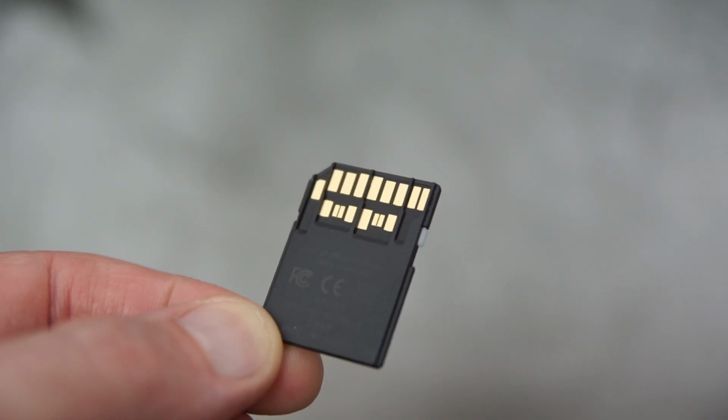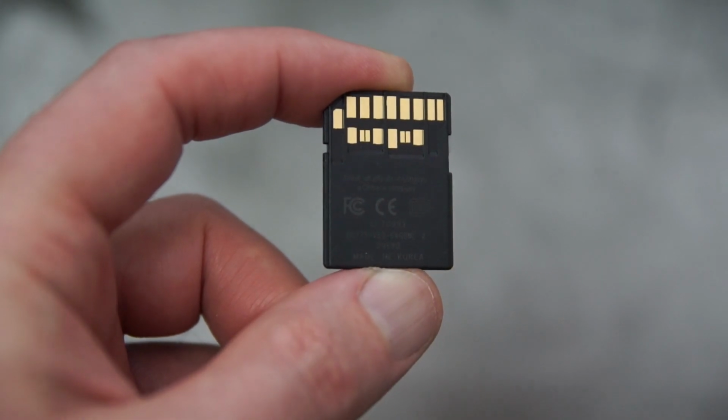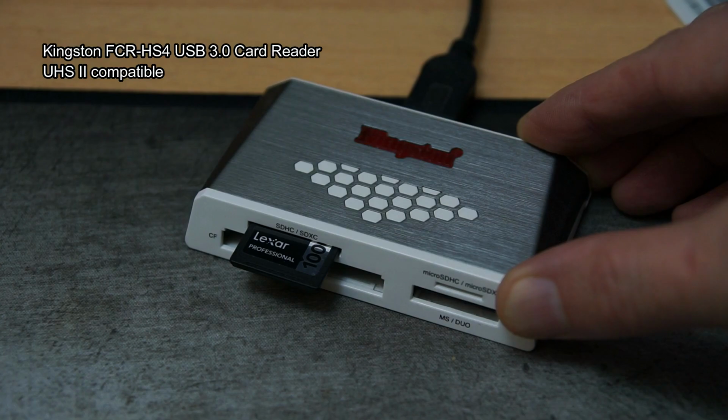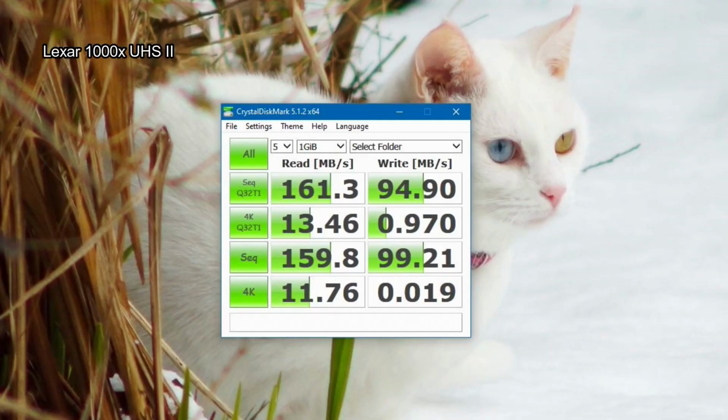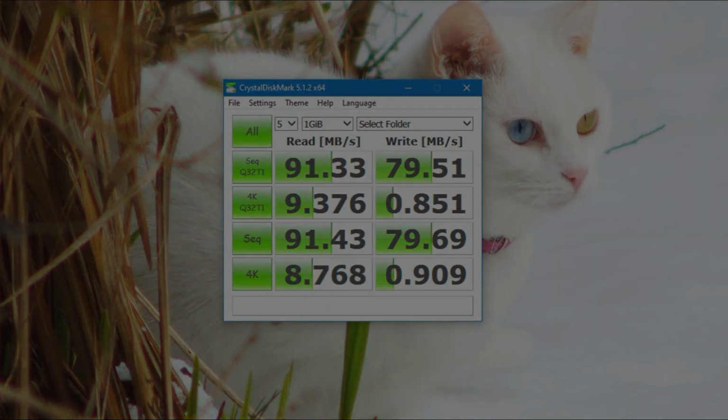This is a UHS Type 2 card, so you have the additional row of contacts underneath the front contacts. And I'm going to put it into my Kingston memory card reader to do a test. Results on this came in a bit above spec, 161 megabytes a second read, and the write speed was around 94 to 99. Compared to the Sony card that I have, UHS-I, it is a fair bit faster, particularly with the read speed. There's your formatted capacity, which is always a bit lower.